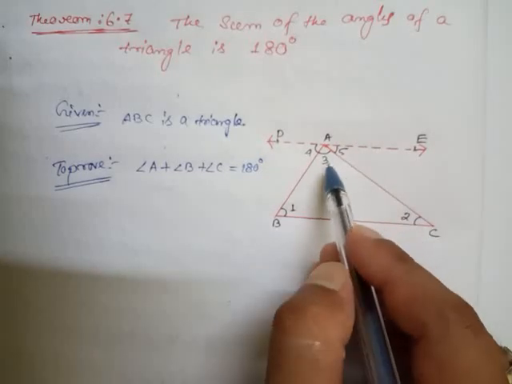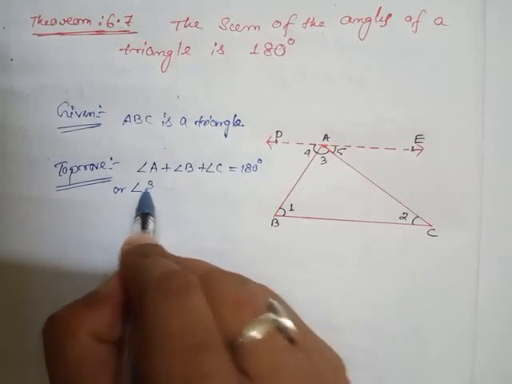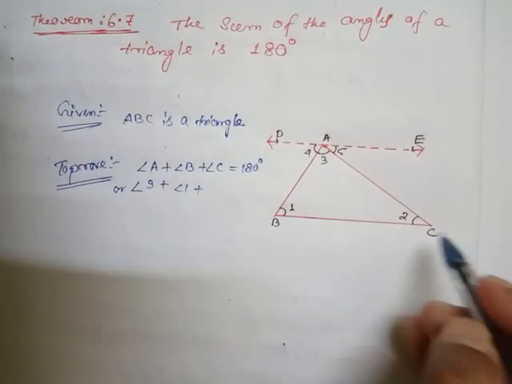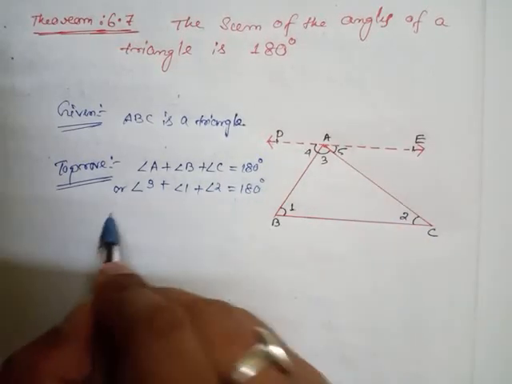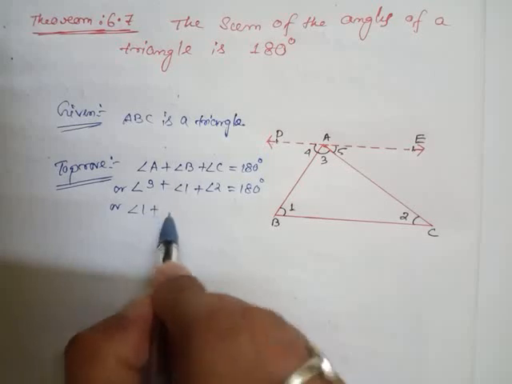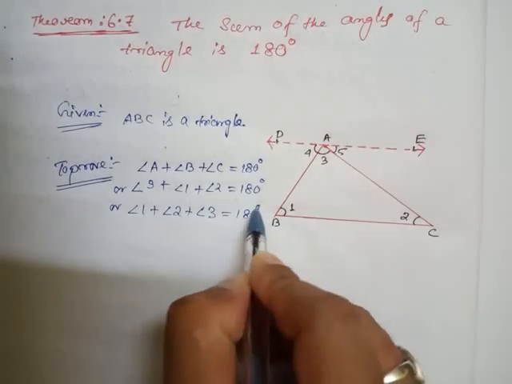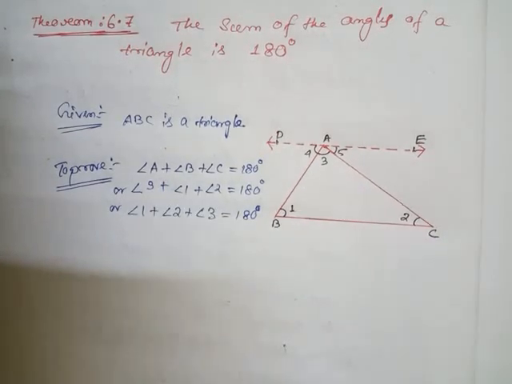Or what is the value of angle A here? Angle 3. And what is the value of angle B here? Angle 1. And here it is angle 2 equal to 180 degrees. Or students, directly we can write angle 1 plus angle 2 plus angle 3 equal to 180 degrees. I have just shown you these three different ways. You can write only one, no problem with that.